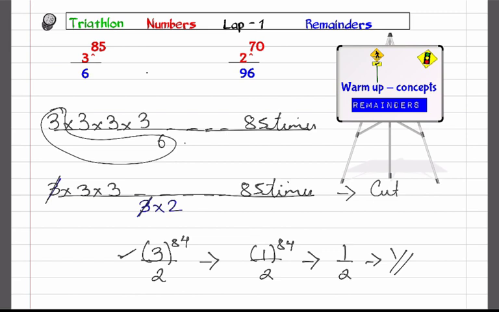Now the problem is easy. Now see, it's 3 divided by 2. 3 divided by 2, remainder is 1. 1 multiplied 84 times is nothing but 1. Okay, so we have 1 divided by 2. 1 divided by 2, the answer is what then? 1. Okay, but is it my final answer?